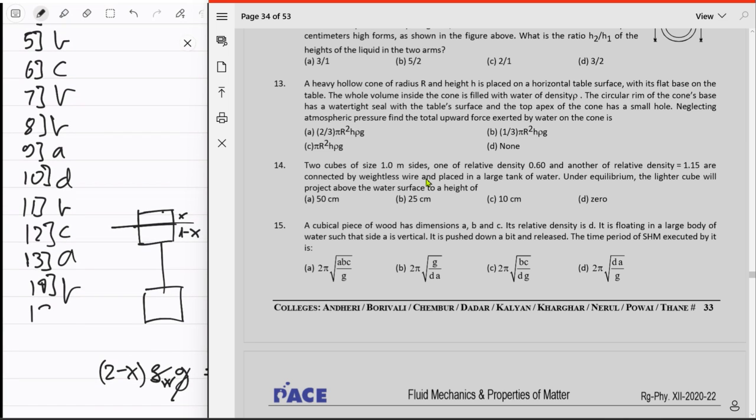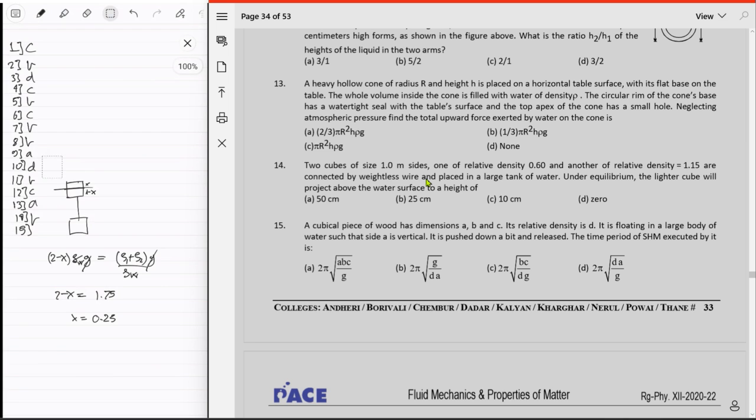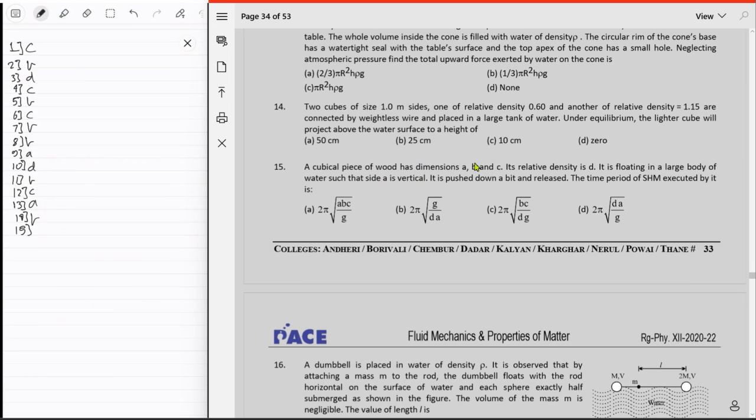Next question, 15. A cubical piece of wood has dimensions A, B, C, its relative density is D, and it is floating in a large body of water such that the side A is vertical. It is pushed down a bit. The time period of SHM executed by it will be, okay, whatever.